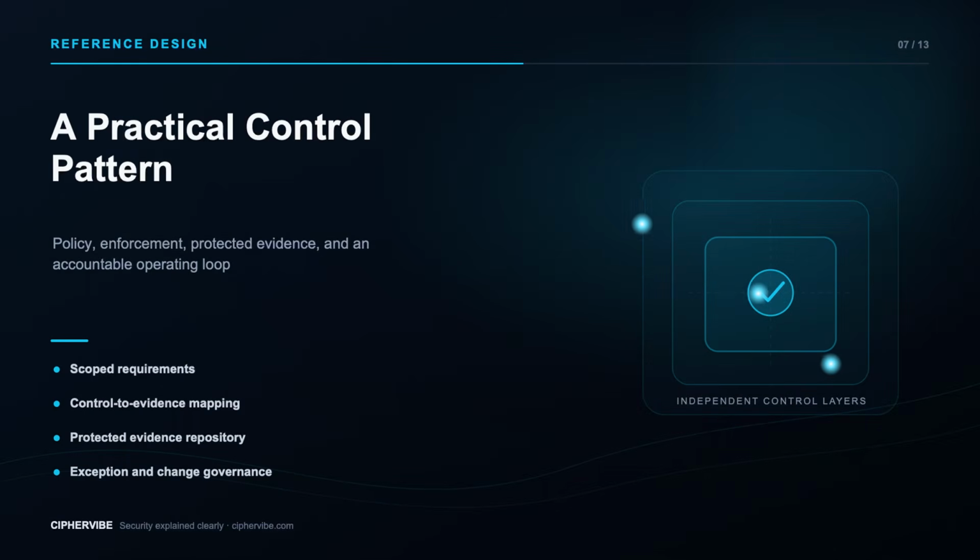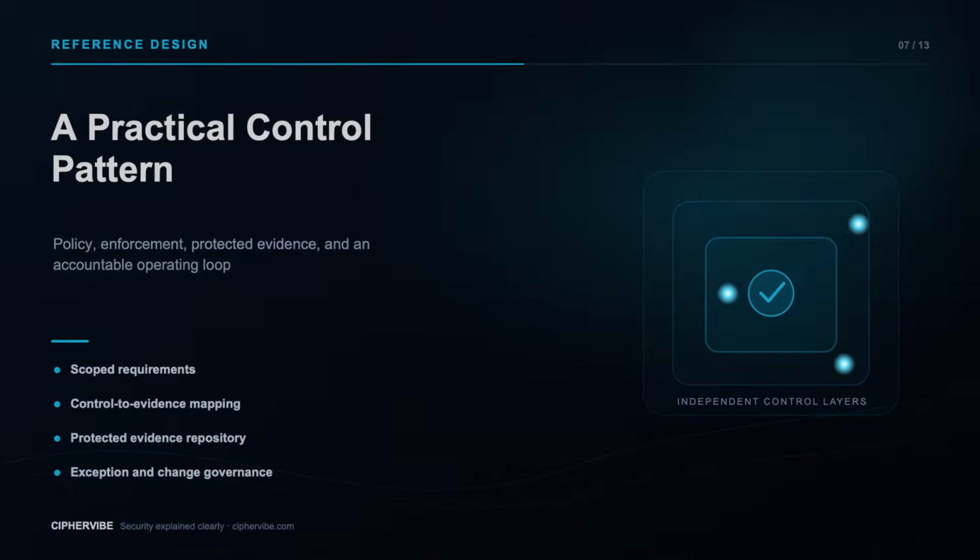Use this reference pattern. Begin with an explicit policy that describes the permitted outcome. Enforce that policy at the closest reliable control point. Route decision and activity evidence to protected storage. Then give an accountable team a tested path to review exceptions, correct drift, and respond to violations. The reference compliance pattern defines scope, maps outcomes to operational controls, gathers durable evidence automatically where possible, and governs exceptions and changes through accountable review.